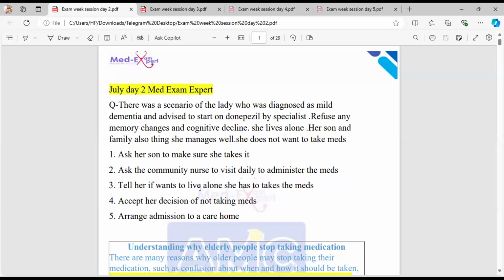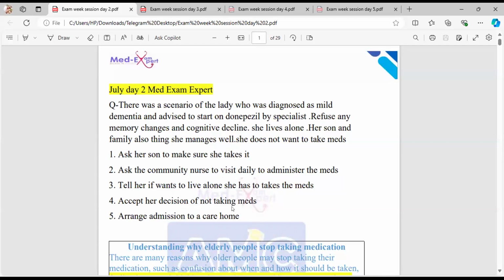Telling her that if she wants to live alone, she has to take the medication is not right. We don't force anyone. We just send that community nurse. They will counsel the patient, they do the counseling, and then we will see whether the patient is taking the medication or not. But we will not force the patient to take the medication.